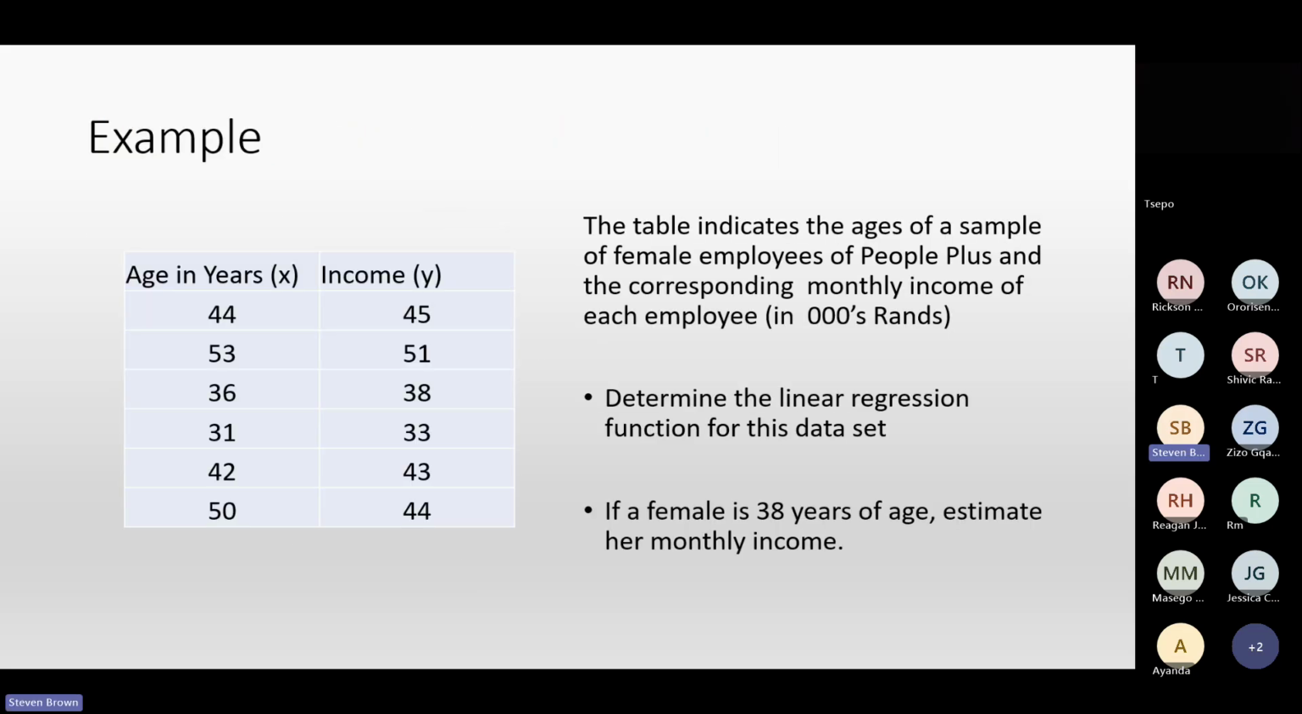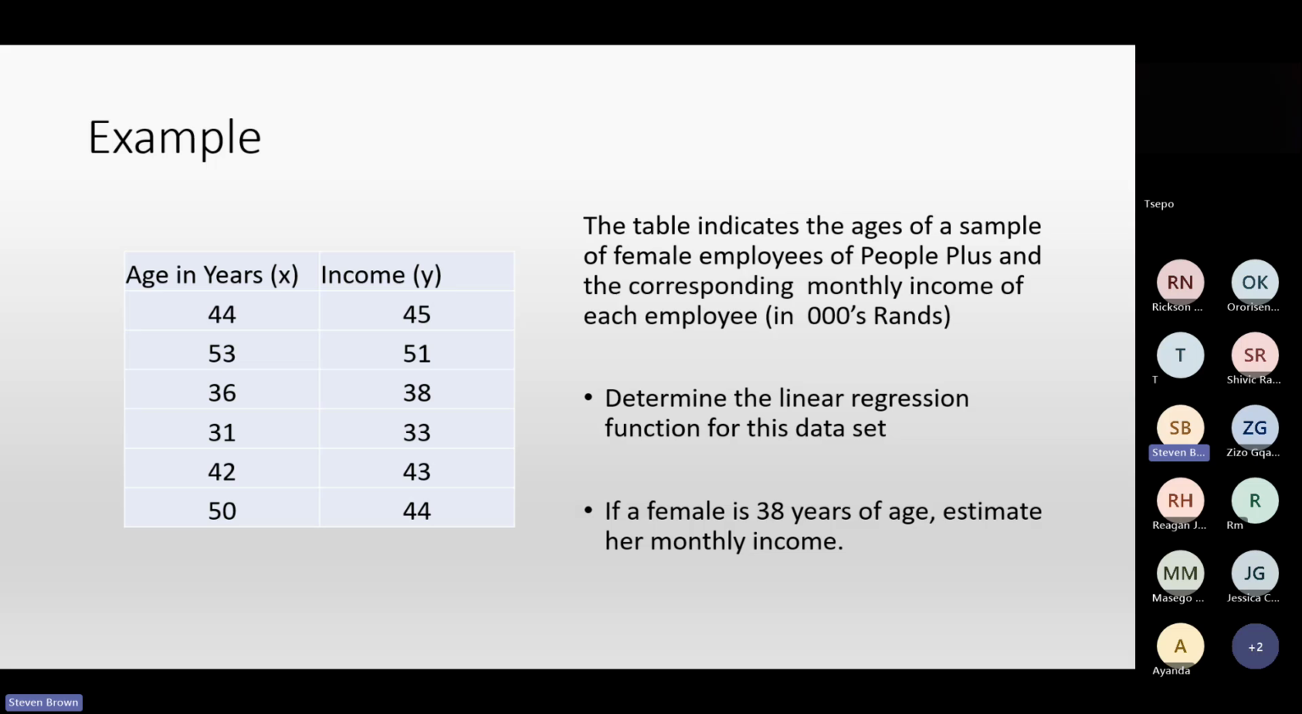So moving forward, here's an example. It actually is very much an exam type example. We have age in years and income. The income is the dependent variable, so that's what your Y is. Your X is the independent variable. So income is a function of age in years. That's what this is saying to you. So it says the table indicates the ages of a sample of females, etc. Determine the linear regression function for this data set, or the line of best fit. They can use either of those terms. And then if a female is 38 years of age, estimate her monthly income. So they give you that.